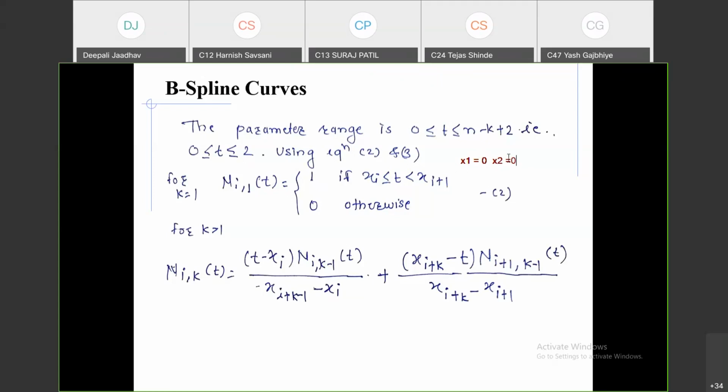So in this way, for every value of xi, x1, x2, x3, x4, x5, x6, x7, we need to find out the range. So here two ranges are used for t, 0 to 1 and 1 to 2, for simplicity. And for k greater than 1, this equation we need to consider. The entire equation we need to consider for k greater than 1.